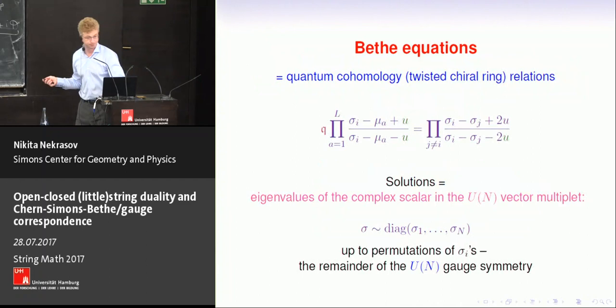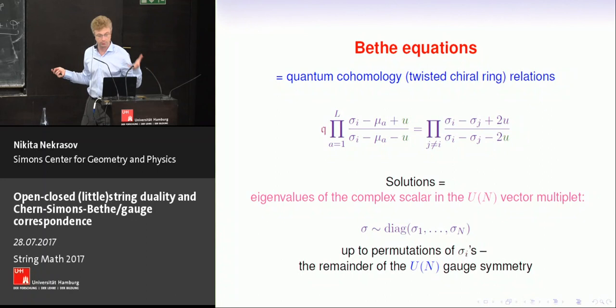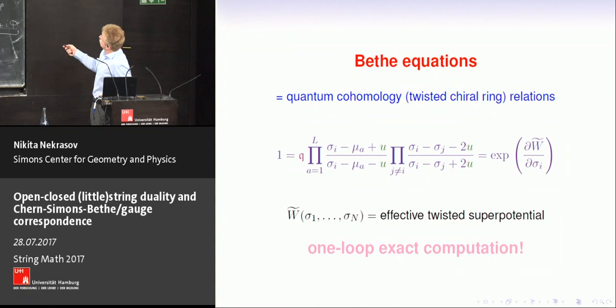And then the Bethe equations would become the twisted Chiral ring relations, or quantum cohomology in a more mathematical context. And the solutions are the eigenvalues of the complex scalar in the U(N) vector multiplet. So the N Bethe roots and the permutation symmetry, which you see explicitly on the quantum integrable side, becomes the residual gauge symmetry acting on the eigenvalues of an adjoint valued scalar in U(N) gauge symmetry. And so these equations have a potential as promised. If you write them by multiplying everything so that the equations have the form 1 is equal to something, this is something that is actually the exponential of the derivative of the twisted superpotential. And so you can integrate the logarithm of this equation to get the formula for W tilde. And so you get a bunch of things like x log x, and that's a one loop exact computation.